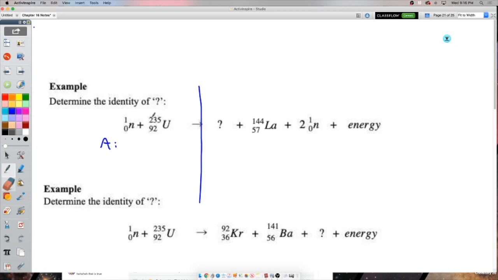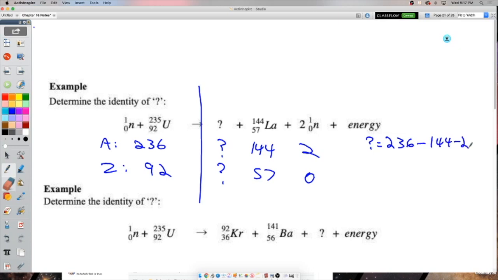So for nucleons on this side, we have 235 here, 1 here for a total of 236. And for charge, we have 92 protons, so 92 plus. On this side, we have whatever question mark is for nucleons, 144, and 2 from the 2 neutrons. Be careful, right? 2 neutrons, each of those is 1 nucleon. Charge, 57 protons there, and 0 from the neutrons. Okay, so essentially what we've done is an algebra problem, right? We need to end up with 236 on this side. We can already account for this many, so what's missing is whatever the difference between 236 and these are, right? So the mystery nucleus has 90 nucleons.